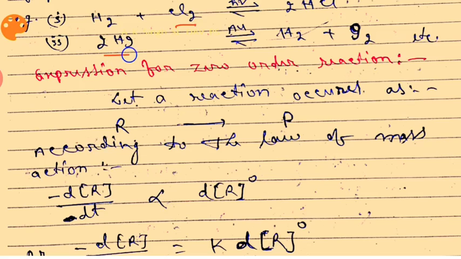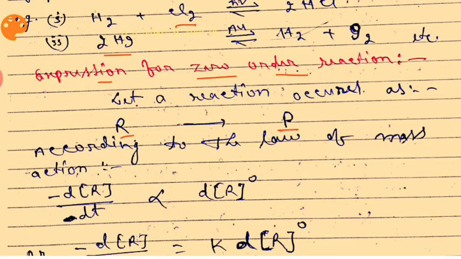Second example, 2HI is equal to H2 plus I2. Here Au is catalyst. Now, the expression for zero order reaction, meaning the rate constant for zero order reaction. Let a reaction occur where the reactant is R, which converts into product P, meaning R converts into P.